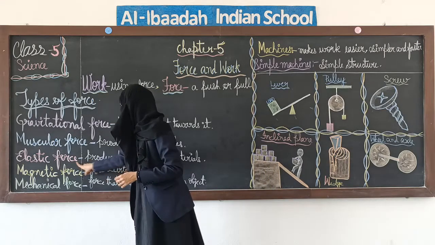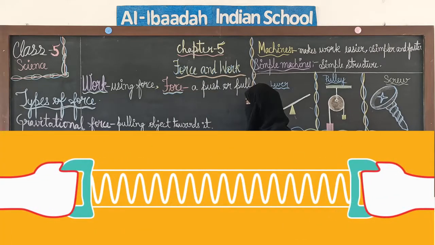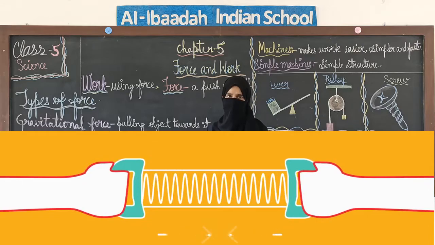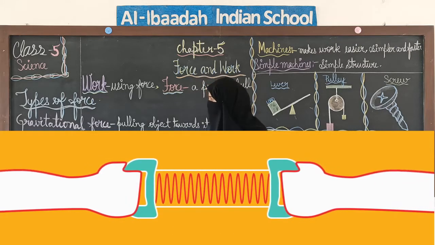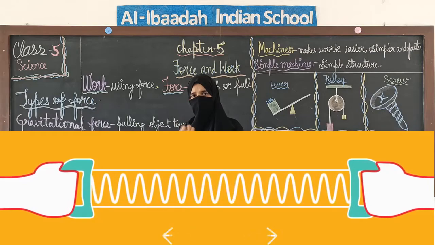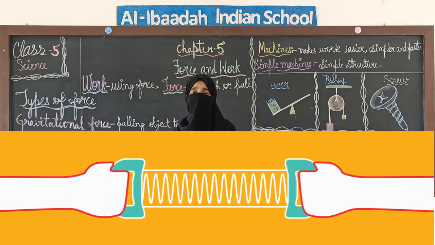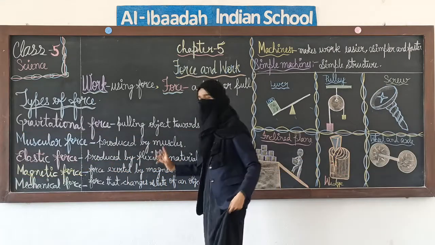Next is elastic force. Elastic force is produced by flexible materials like elastic and rubber bands. What happens when we pull it? When we pull or push it, it stretches, and when we release it, it comes back to its original shape. This kind of material is called elastic.